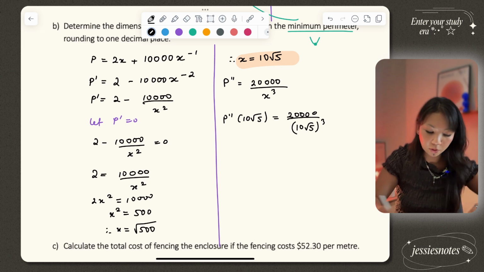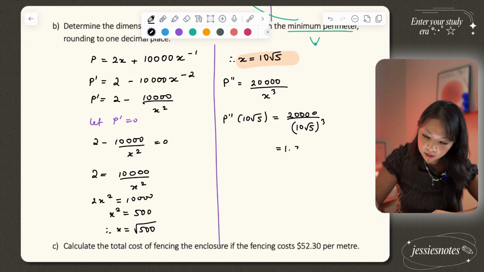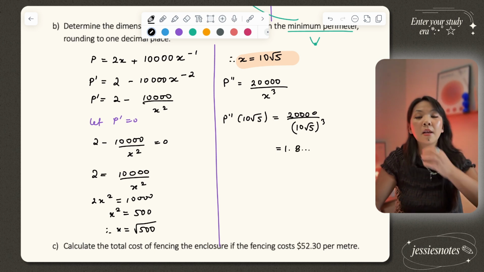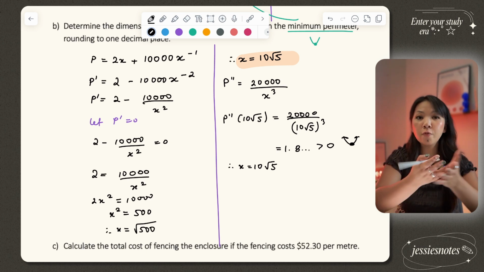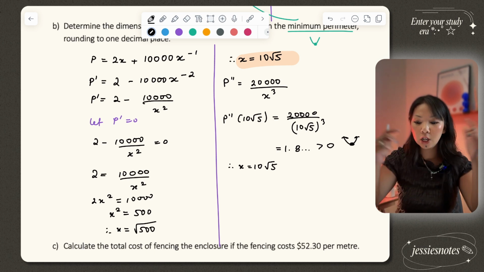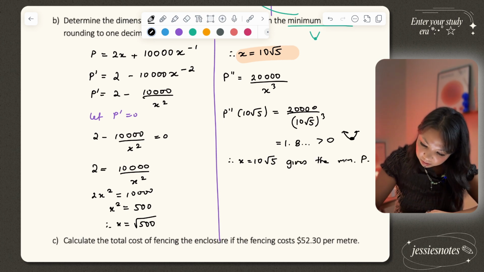And if I cube that on the denominator, we get 20,000 over that, around 1.8. Now I'm not too fussed about the number. I'm fussed about the sign. So that's greater than 0, which is concave up, which therefore means that x equals 10 root 5 is a minimum turning point. Don't just write that, because in context, it gives you the minimum perimeter.